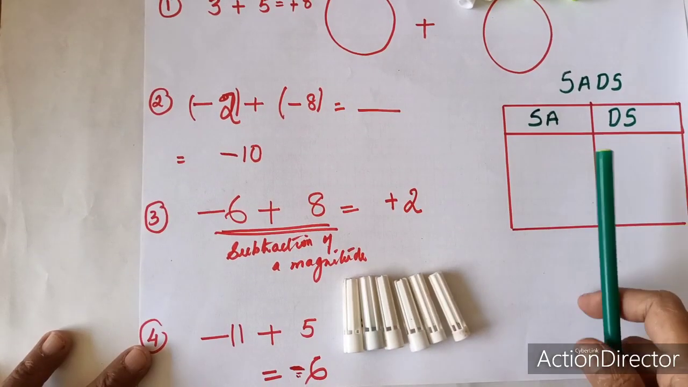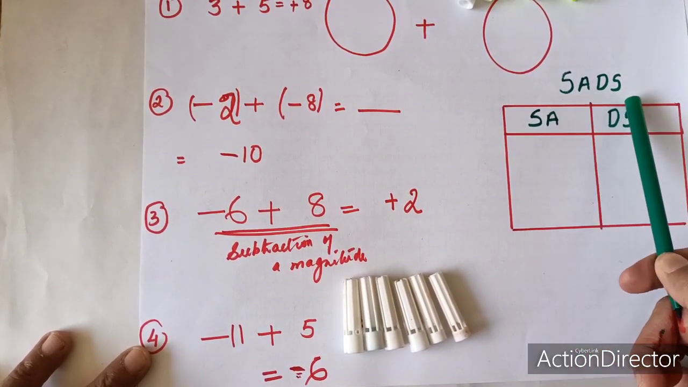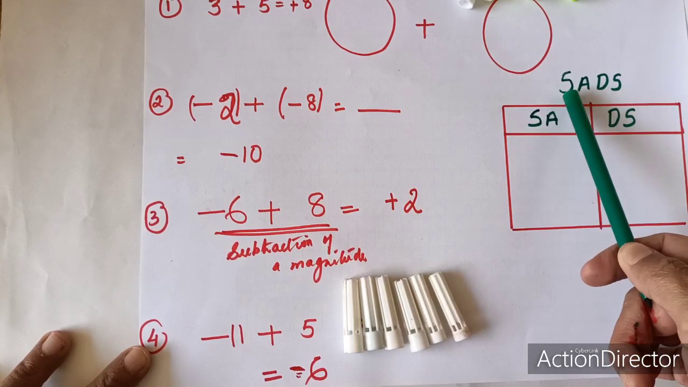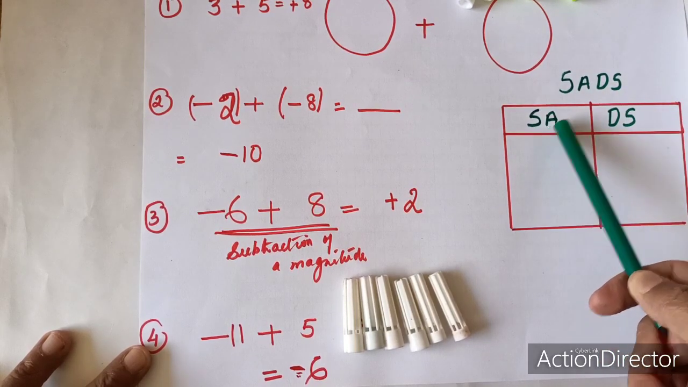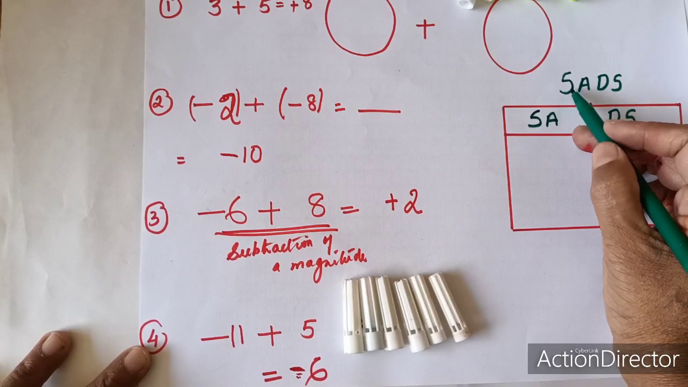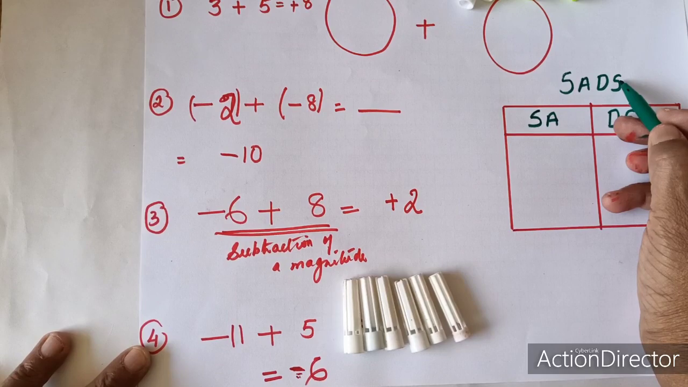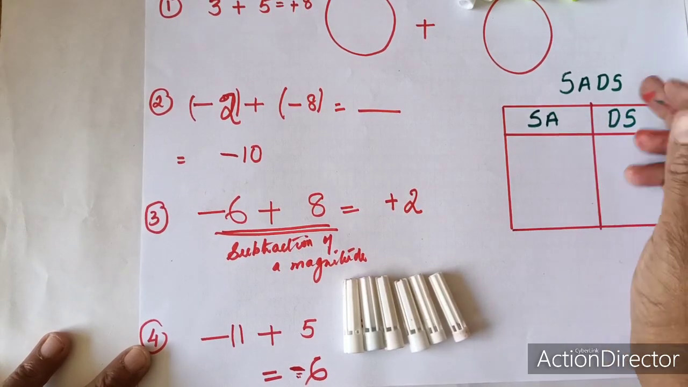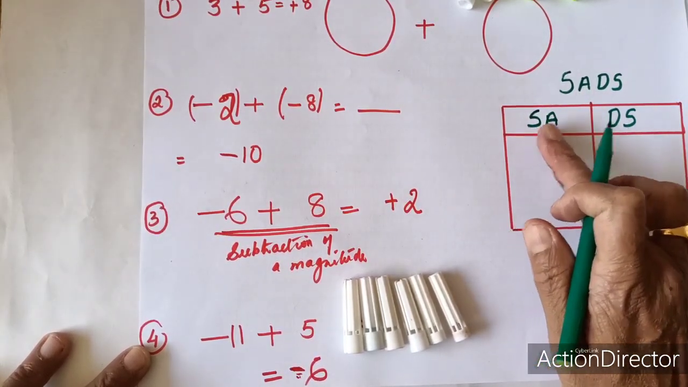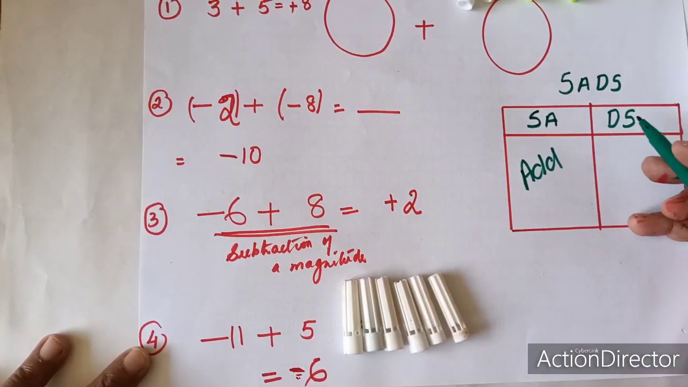In general, I want to give you a small trick. You remember this word SADS. Same sign add, different sign subtract. SADS. Same sign add. A stands for add, and D stands for different sign subtract. So you split this into two, and you can understand: same sign add and different sign subtract.